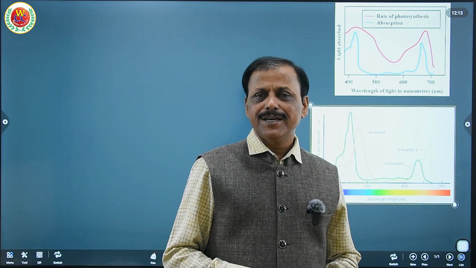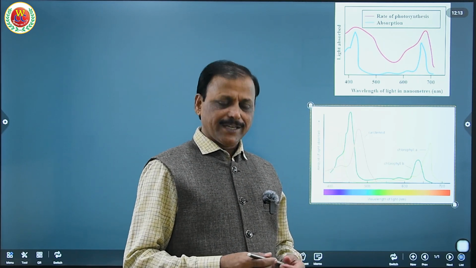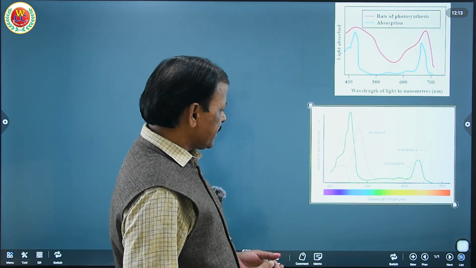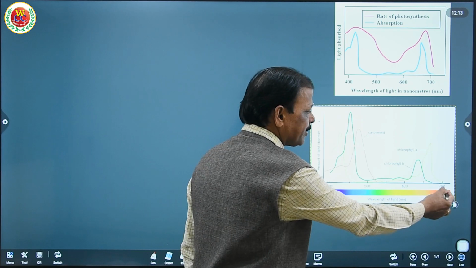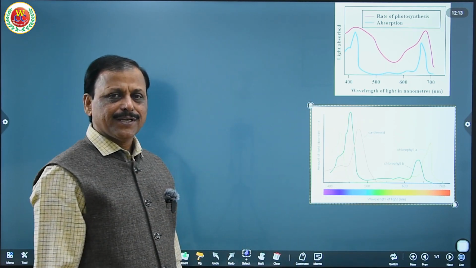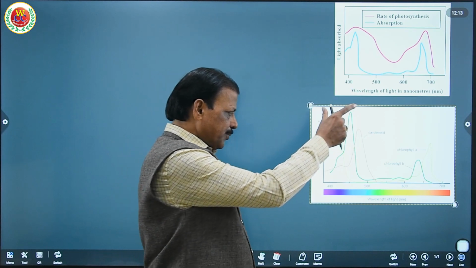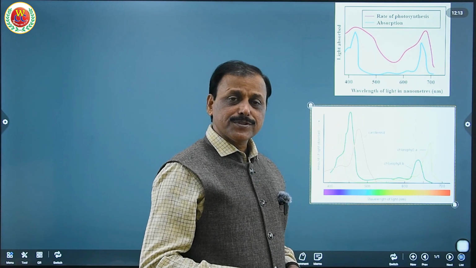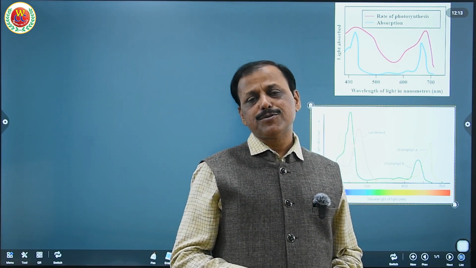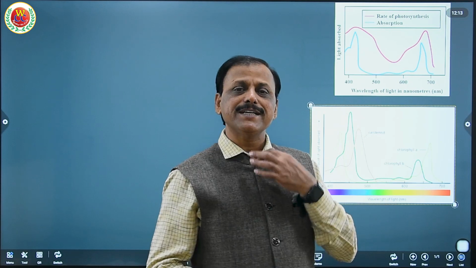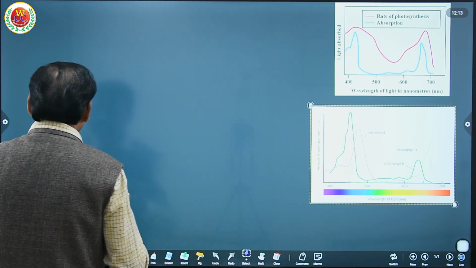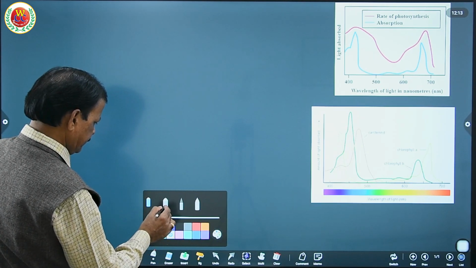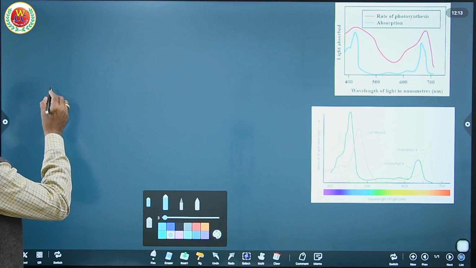You are familiar with the wavelength of white light and the spectrum. Here the white light ranges between 400 nanometer to 700 nanometer. During photosynthesis, photosynthetically active radiations are absorbed by photosynthetic pigments present in grana, as we already learned, where light is absorbed.